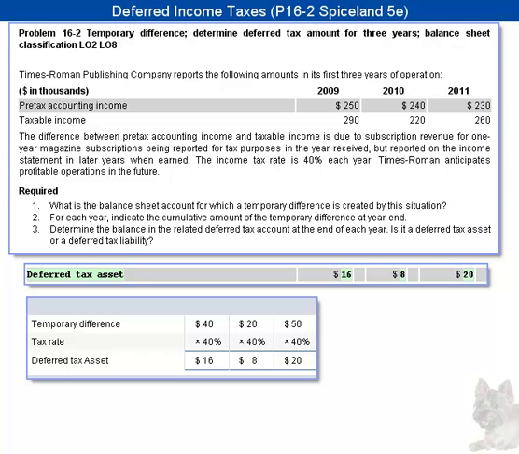We take the temporary difference times the 40% tax rate to calculate a deferred tax asset of 16,000. Then we go through that same calculation again for 2010, which is 20,000 times 40% to give us 8,000. And then in 2011, we take the 50,000 temporary difference times the 40% tax rate, and we come up with a deferred tax asset of $20,000. And that's this problem, everyone.